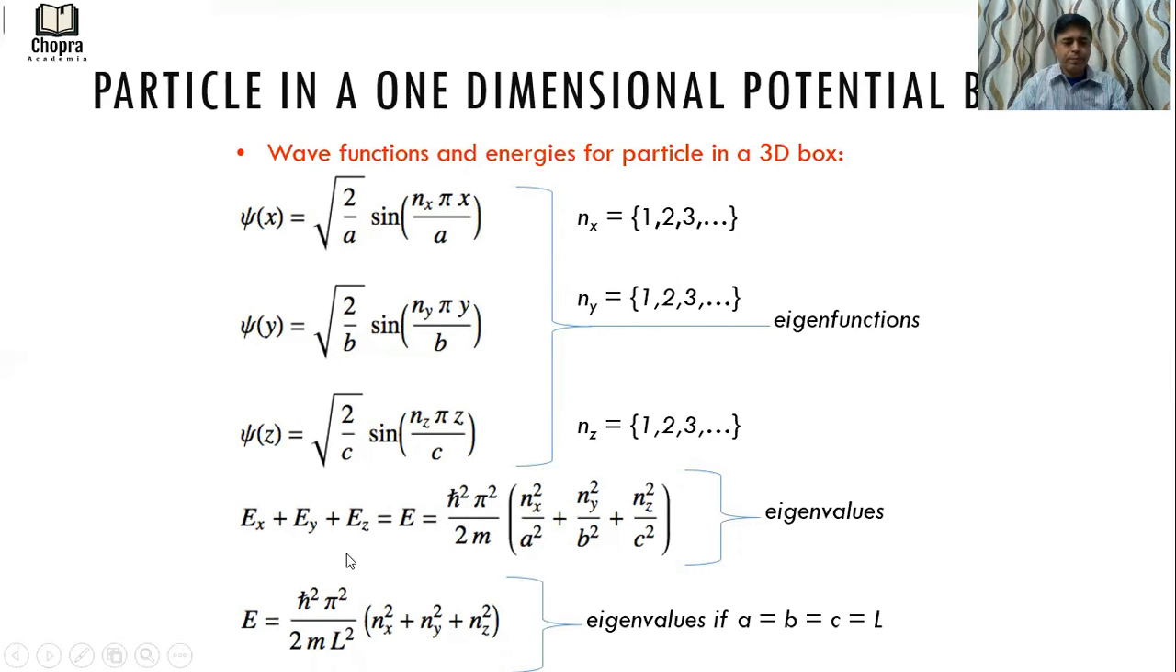Then the energy eigenvalues will be E_x plus E_y plus E_z equal to E, which will be pi square h cross square by 2m times n_x square by a square plus n_y square by b square plus n_z square by c square, where n_x, n_y, n_z are the energy levels for that particular direction x, y, z. So this is just for information's sake.